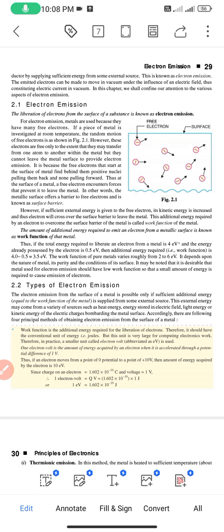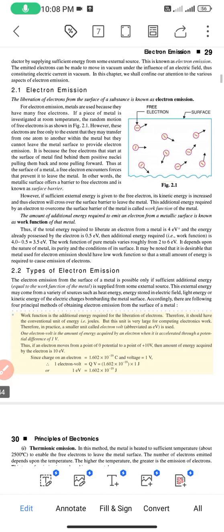The work function is the additional energy required for the liberation of electrons. Therefore, it should have the conventional unit of energy like joules, but this unit is very large for computing electronics work. Therefore, in practice, a smaller unit called electron volt, abbreviated as eV, is used.